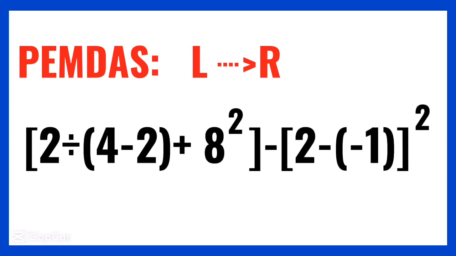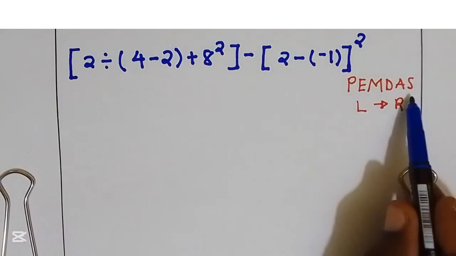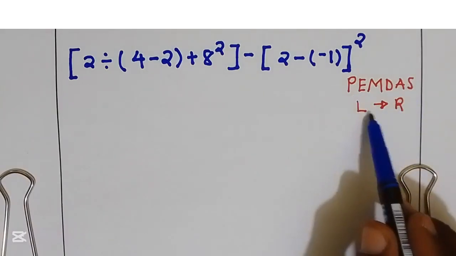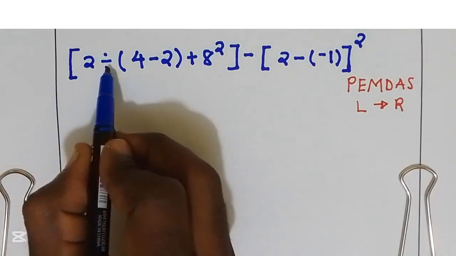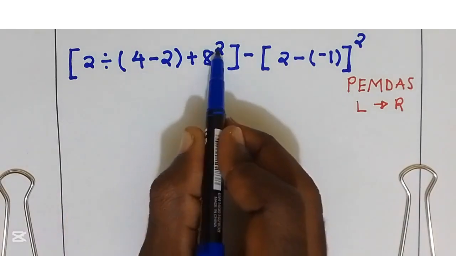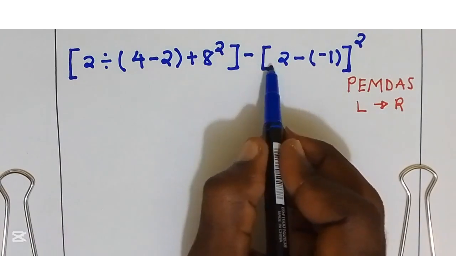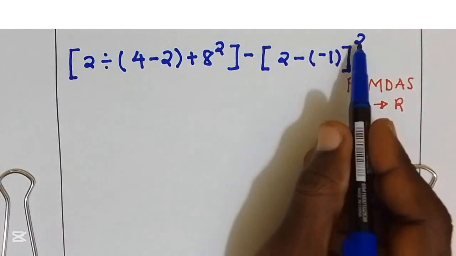Hello, welcome. We are going to work on order of operations questions, and we are going to use PEMDAS. Our movement is going to be from left to right. Our question is: in the bracket, 2 divided by, in the parentheses, 4 take away 2, plus 8 squared, in the bracket, take away, in the bracket, 2 minus negative 1, in the bracket squared.